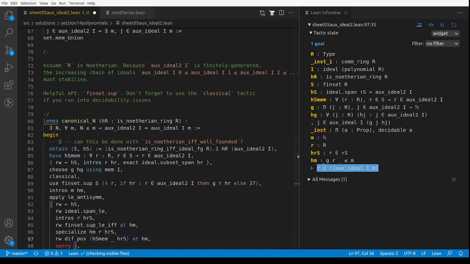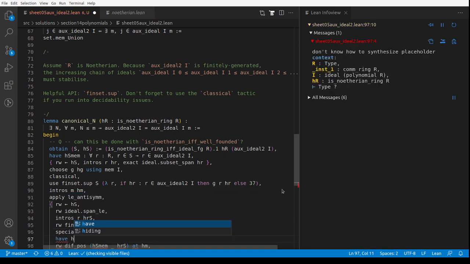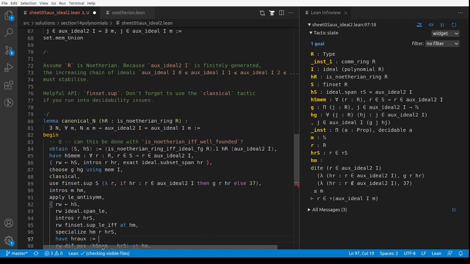So now I know that R is some random element of S, and this G thing here says the level at which it shows up, you know, Ideal I G is less than or equal to M. And we have HG. Oh, that's a bit annoying. We need a proof that it's in. We're going to have to use this twice otherwise. Let's say have HRI, and it is just this thing here.